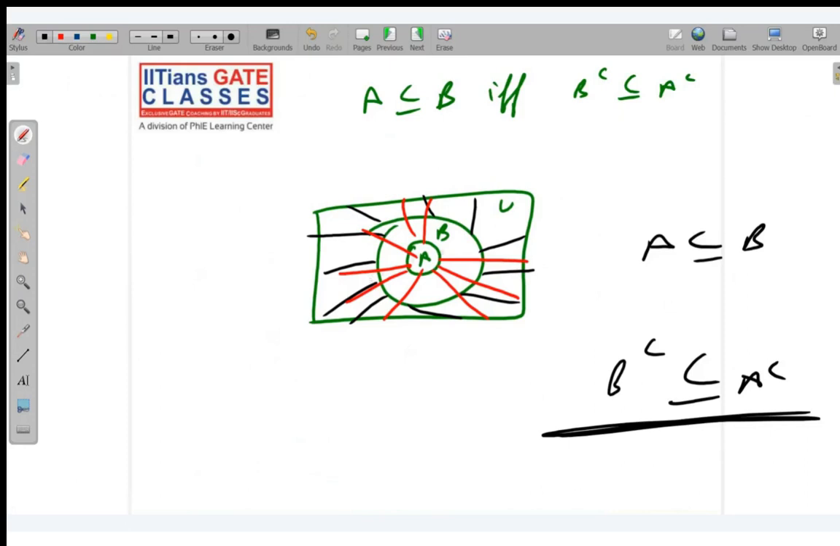Okay, and one more thing. This is the way to visualize it, but we can number the areas also. You can number this outer area as 1, this area as 2, and this area as 3. So A is nothing but 3, and B is nothing but 2, 3. So obviously A is a subset of B. Now what about B complement? B complement is 1, and A complement is 1, 2. So that's why B complement will be a subset of A complement.